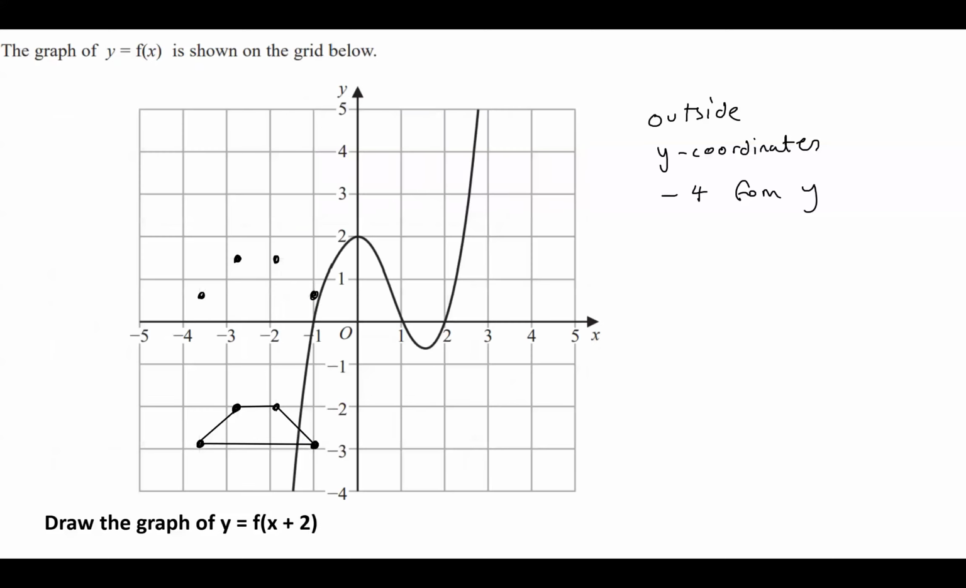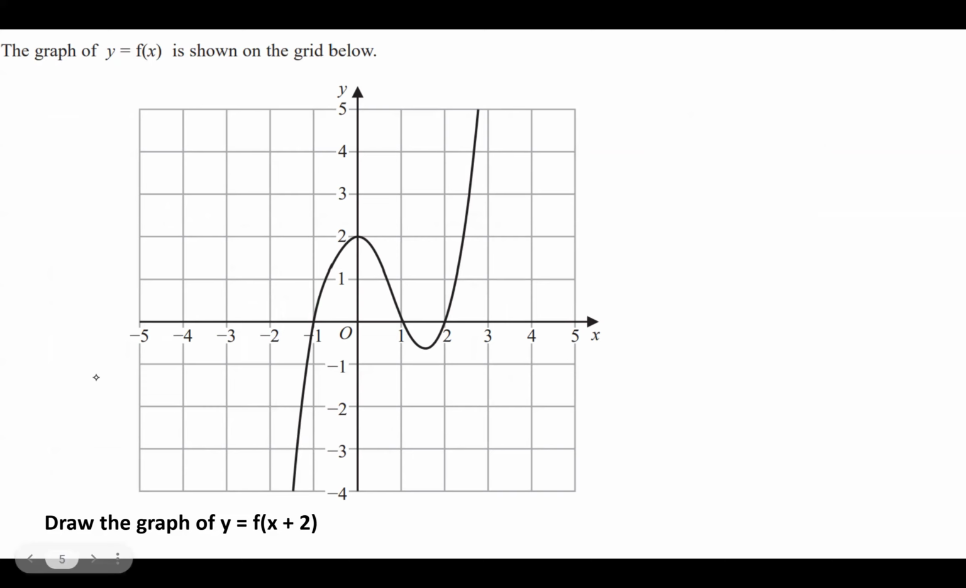Okay, let's move on to this question over here. So now this time, the transformation is on the inside, so we are going to subtract 2 from all of our x coordinates. So minus 2 from x coordinates. So now we can start from this point over here. This is nice and easy. And if I minus 2, I'm going to go back 1, 2. So that's this point over here.